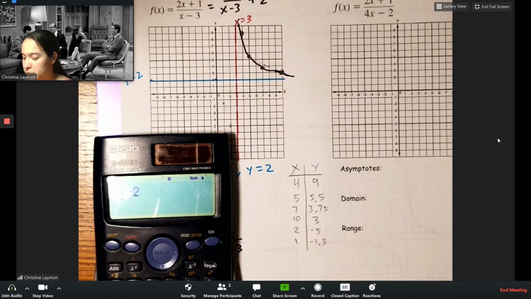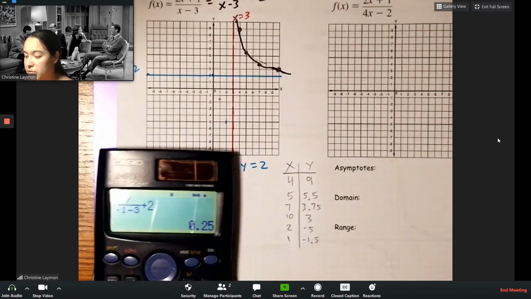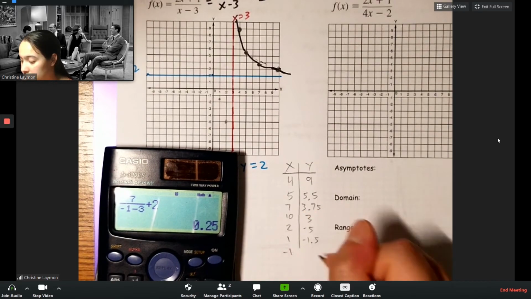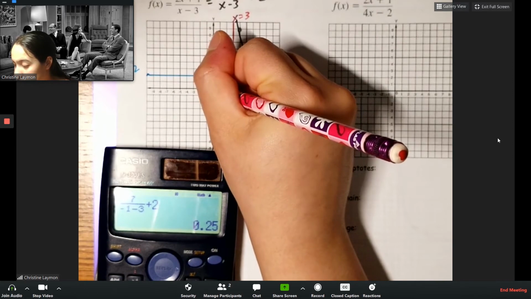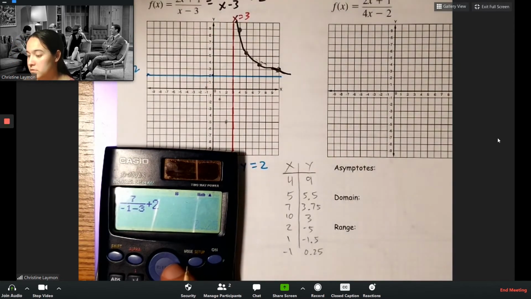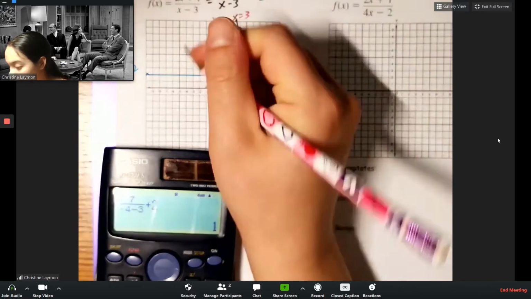Okay, let's go ahead and plug in negative 1. Negative 1 gets me 0.25. So again, not the nicest of values, but I'm recording it for now. Let's go ahead and try negative 4, and I get out 1. So (negative 4, 1).